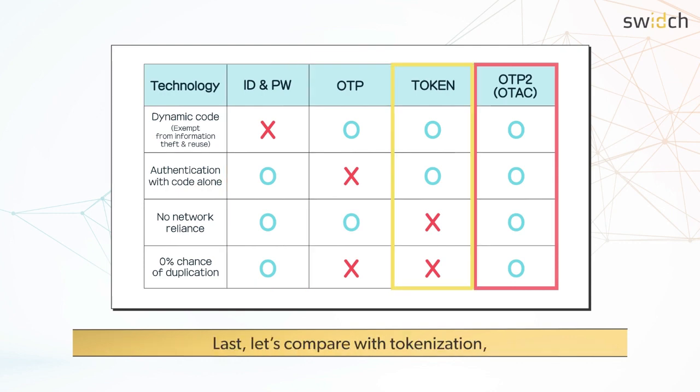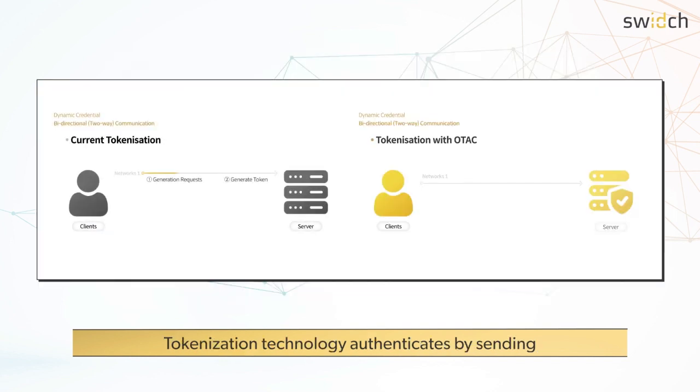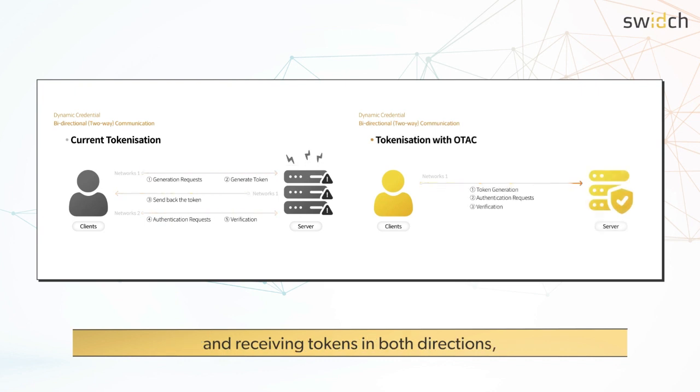Last, let's compare it with tokenization, which is most commonly used when making card payments. Tokenization provides primary authentication with dynamic codes, but requires two-way communication. OTP 2, however, does not require this two-way bidirectional communication because it's a one-way unidirectional technology. Tokenization technology authenticates by sending and receiving tokens in both directions, whereas OTP 2 only uses a one-way authentication process.